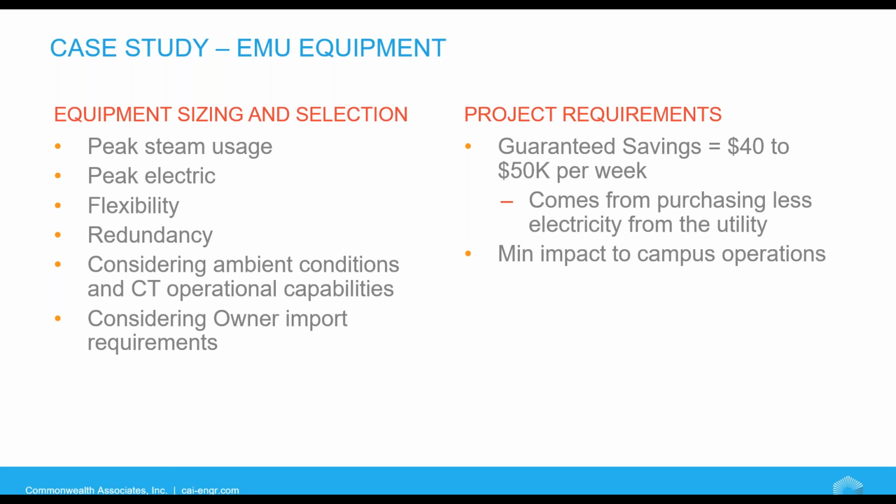With the Taurus 60 nearing its 30-year planned life, Eastern began looking at options for its replacement. To support the RFP, Commonwealth investigated the campus's peak steam and electricity usage.